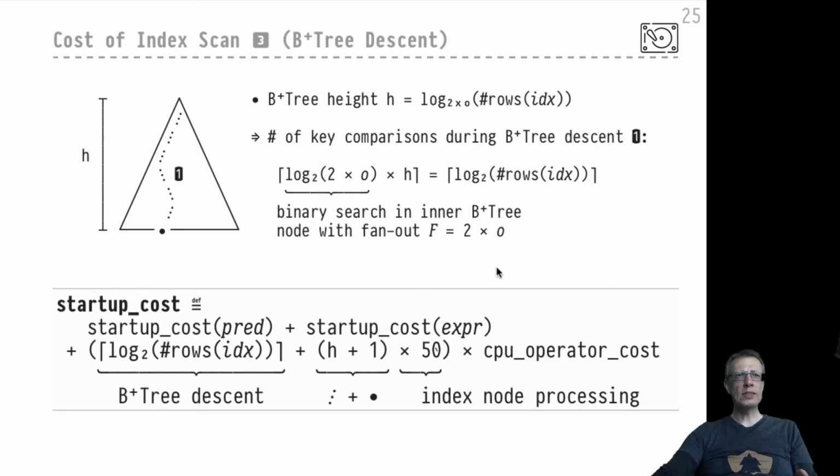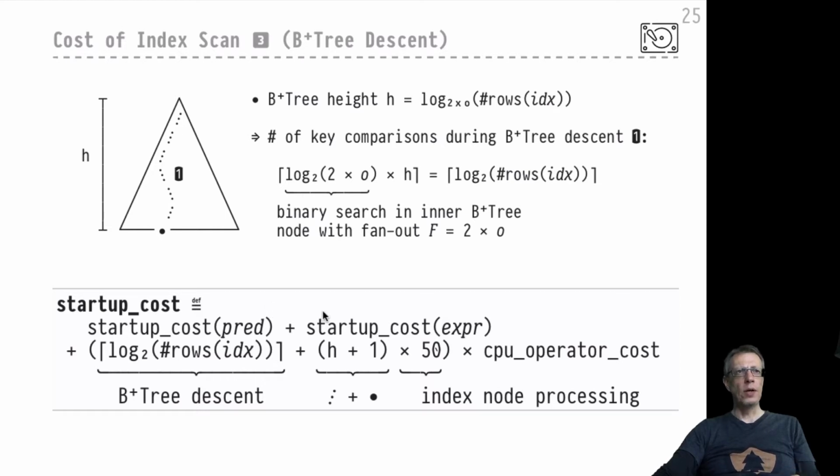All of this adds up to the startup cost that we will see for our B+tree descent. There would be startup costs for the index scan that are attributed to the startup of the predicate and the expression associated with the index scan. And we have seen that before. This is no different to the sequential scan case. Probably these will be zeros unless there are subqueries that have to be evaluated, and that would then add to the startup cost of predicate or expression.